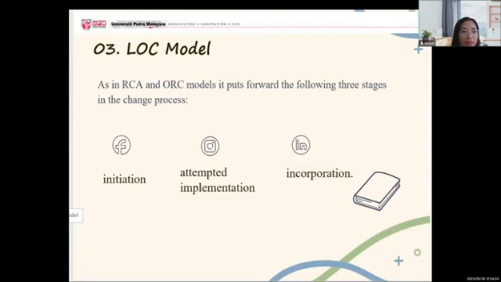As in the RCA and ORC models, it puts forward the following three stages in the change process. Initiation, and number two is attempted implementation. The last one is incorporation. We should note here that implementation obstacles are solved one point at a time. Using this model, they may arise again at another point. Therefore, this model has a feedback and monitoring mechanism to determine if problems once solved keep reappearing, and so on.